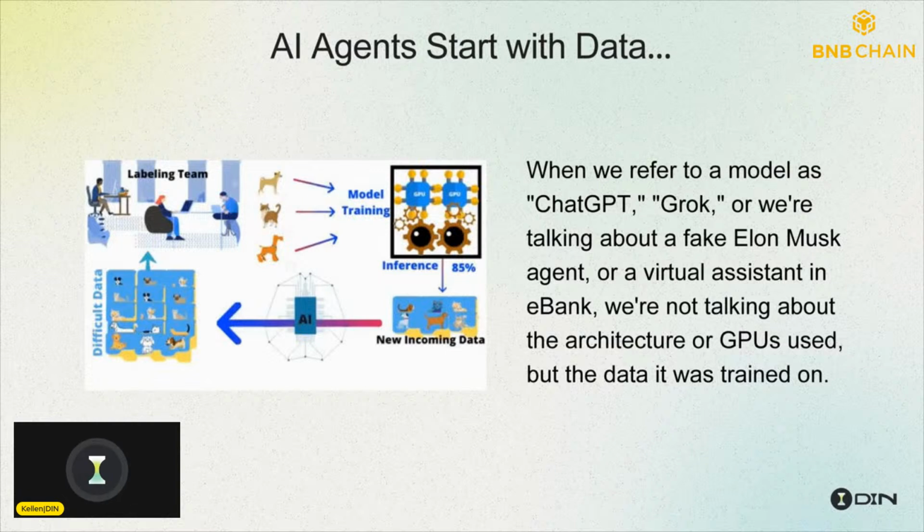What really defines them is the data they've learned from the conversation, the labeled datasets, and the patterns they've picked up over time. And to train these agents, it's a long process. It starts with raw data, then goes through human labeling teams who refine it, and finally, the AI models use this labeled data to learn, adapt, and improve. So without like quality data, even the most advanced AI agents could be useless.